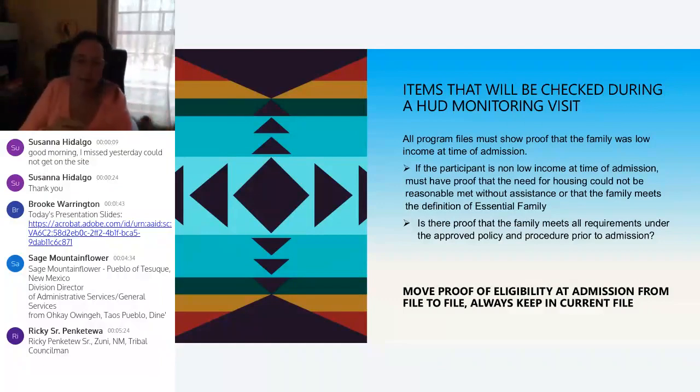So items that are going to be checked during a HUD monitoring visit, and they come around, all program files have to show proof the family was low income at the time of admission. Remember, you got to keep that in there forever. You move it from file to file.